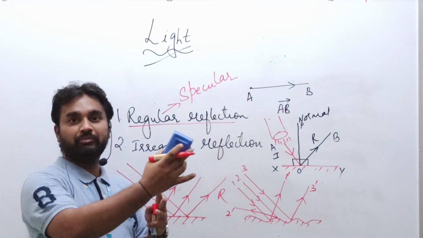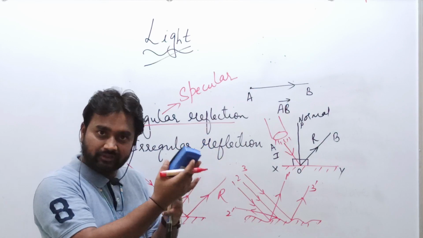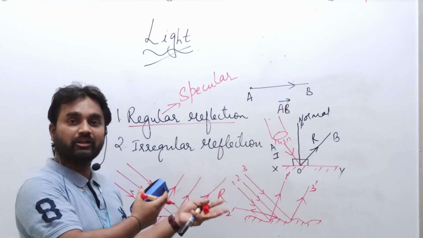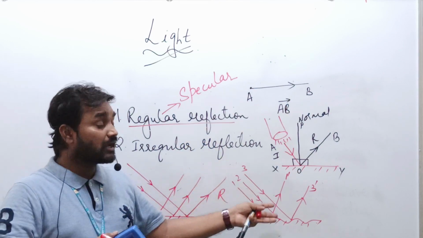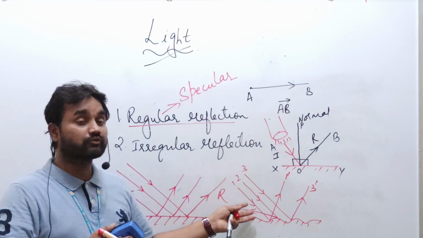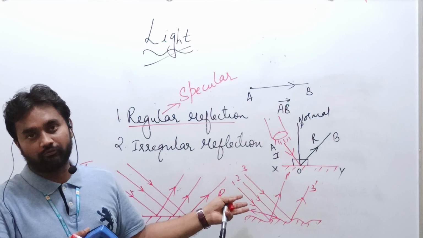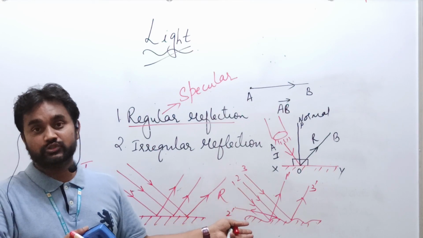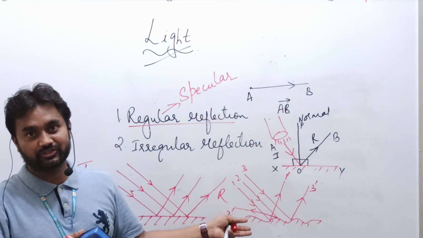Is it mandated that all the rays have to be in different directions? No. A few will be in one direction, and they may form a pattern. Some will not form a pattern. But if one or the other ray does not follow a pattern, then obviously that will be a diffused reflection.